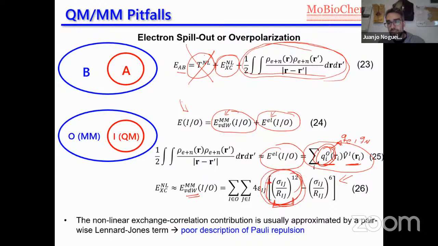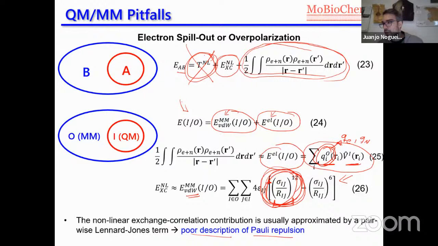So the Pauli repulsion is also poorly described. So we have here, let's say, two problems, right? This nonlinear term is not included, and also the Pauli repulsion is not well described because the Lennard-Jones potential is not, let's say, flexible enough, okay? And this is a problem. Now we arrive at the key point.